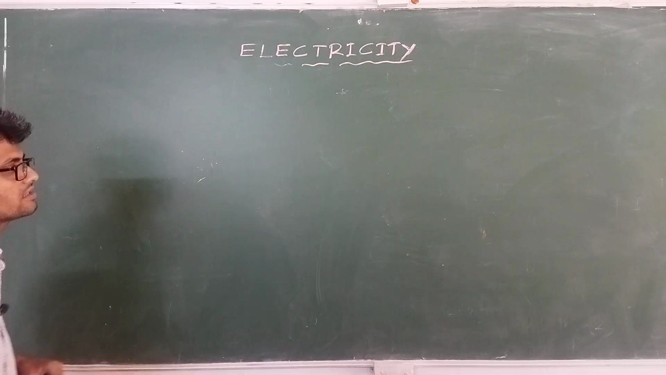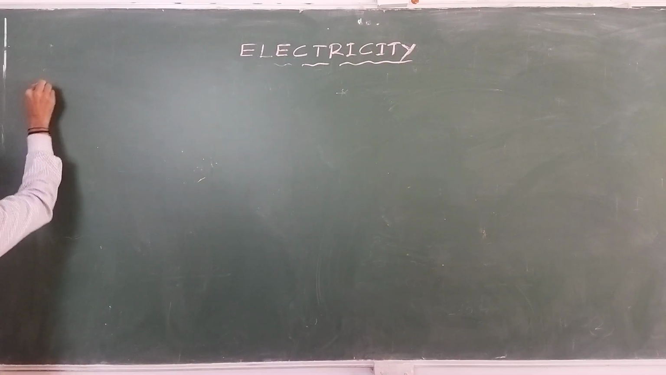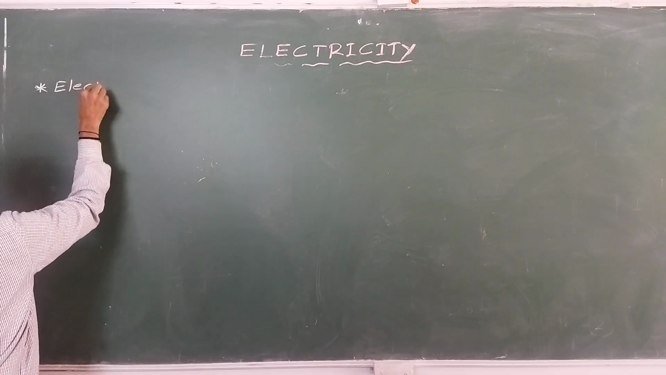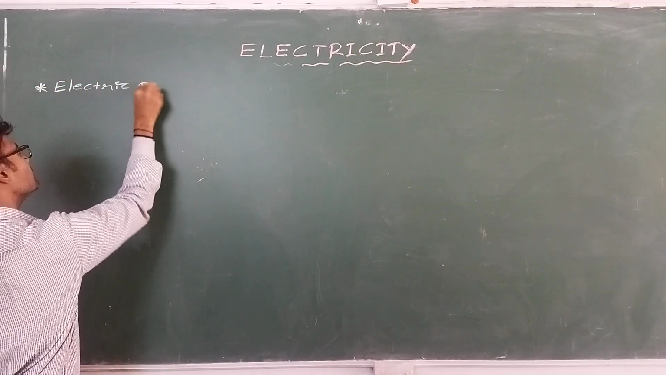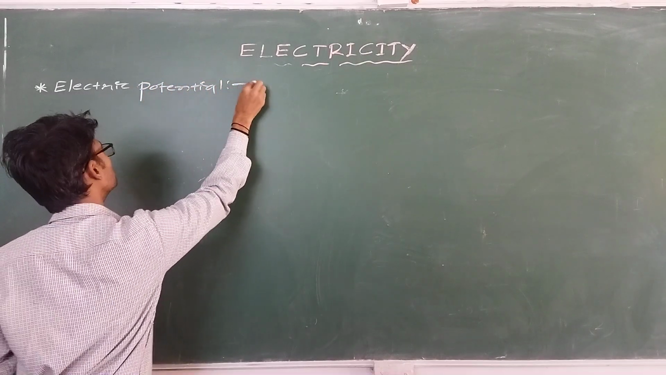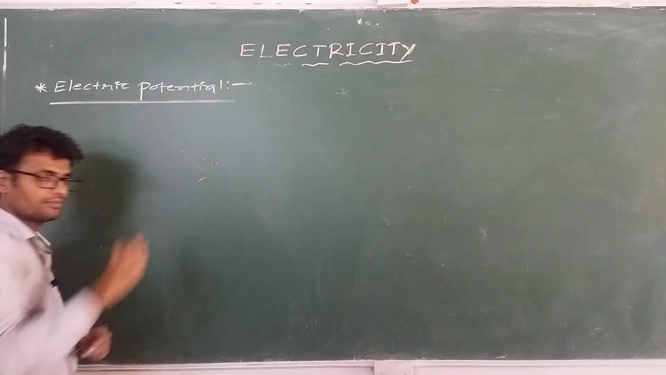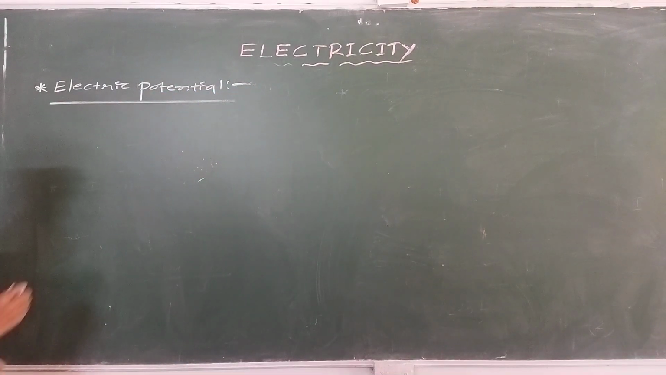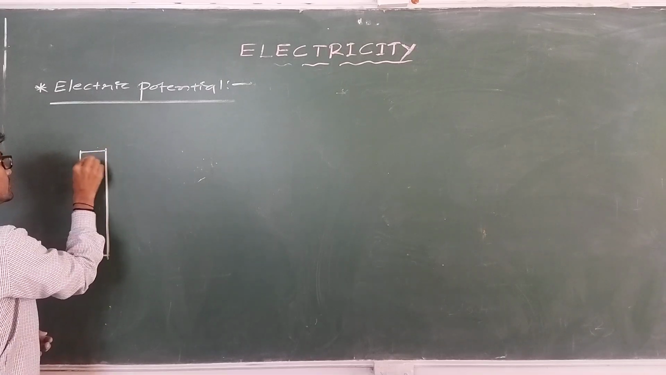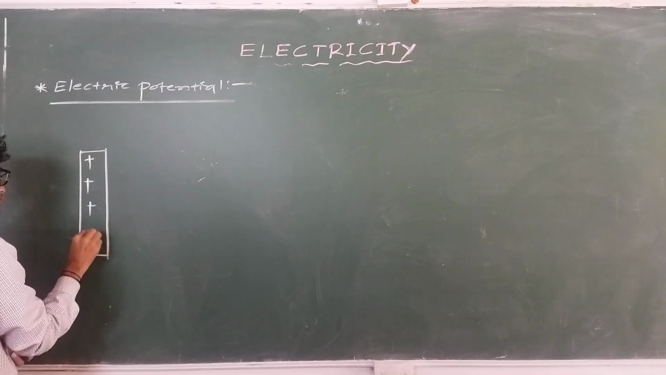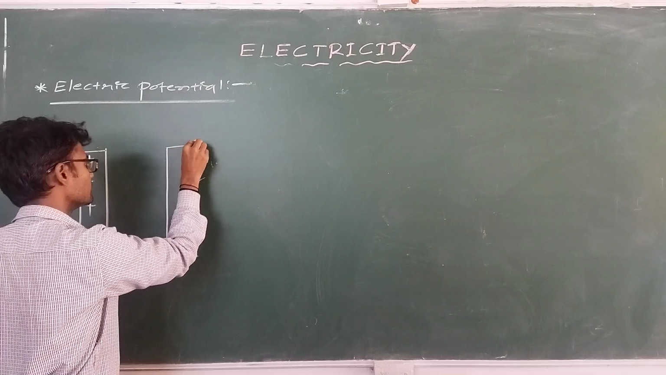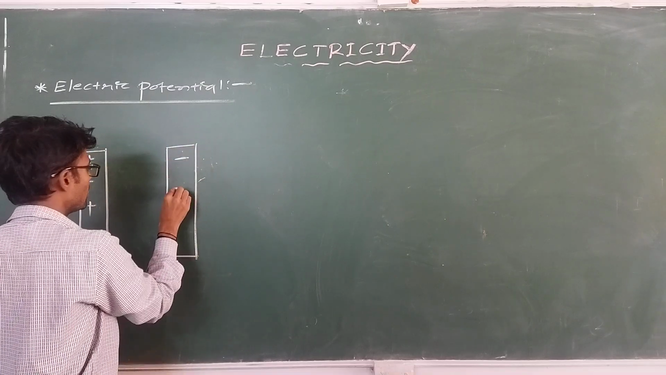After this we have a very important definition: electric potential. See, it is a positive plate, and this one is a negatively charged plate.